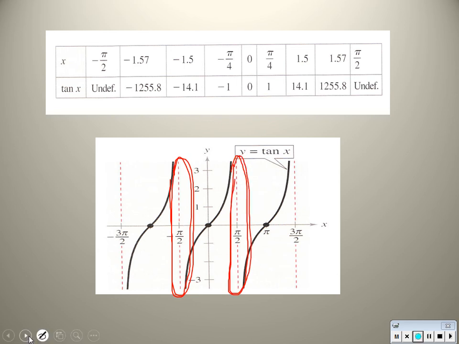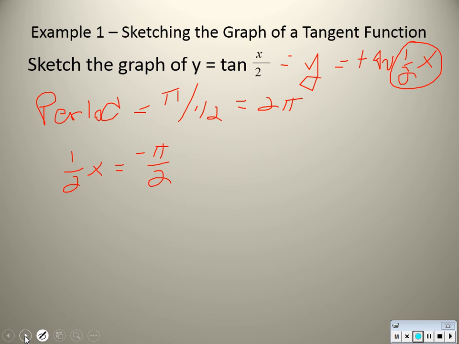So as I come back to here, when I go to solve this now, I have 1/2 x equals negative pi over 2. So when I divide both sides by a half, I end up getting negative pi as a result. So that's one of the asymptotes that's on the graph.